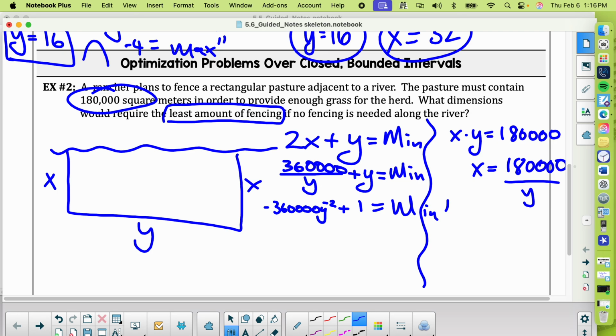And then I need to make that equal to 0, or undefined. I need to figure out if this is equal to 0 or undefined. I automatically know right away there's an undefined of 0. But we'll get there. So I'll probably write this as a fraction and then common denominator. So this is gonna have to be y squared over y squared. So y squared minus 360,000 over y squared.